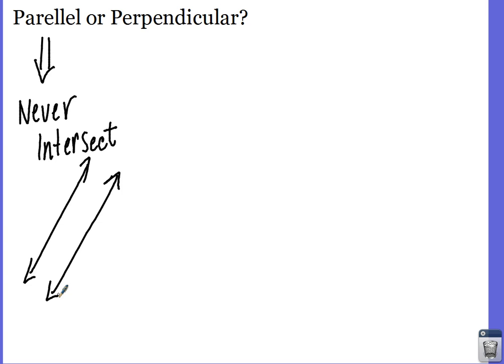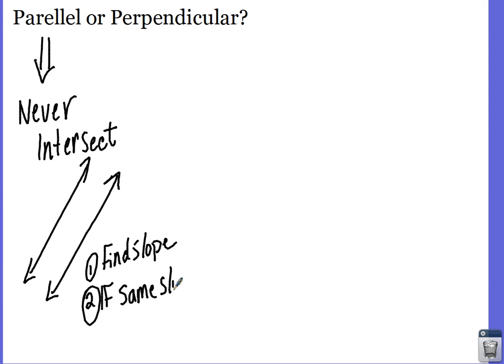The best possible way to tell is to find their slope and then evaluate their slope. If they have the same slope, then the lines are parallel.